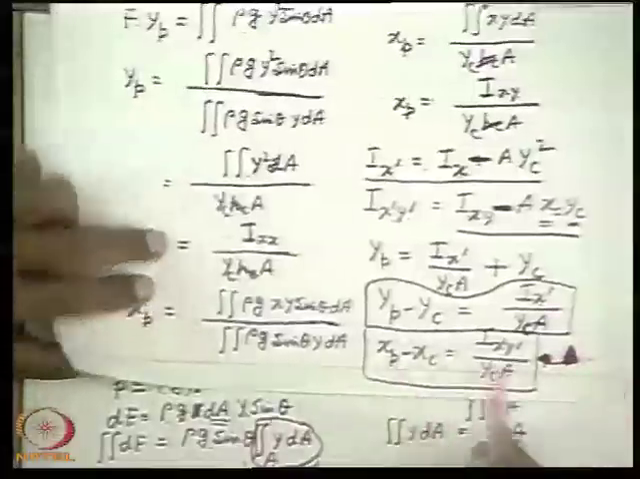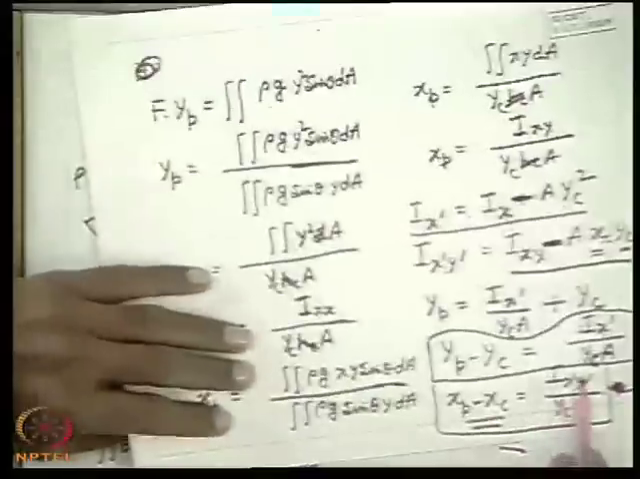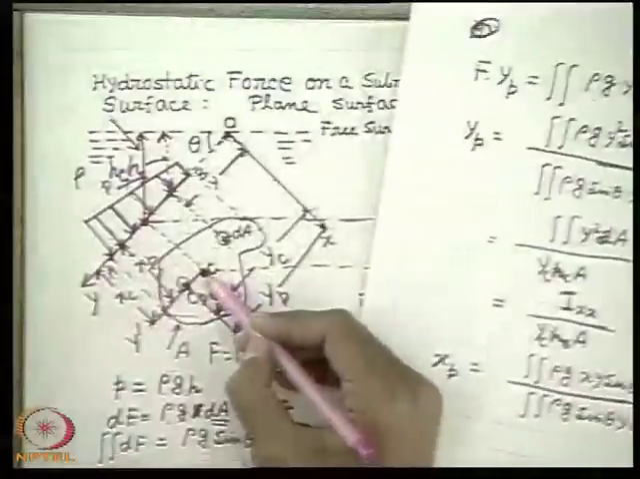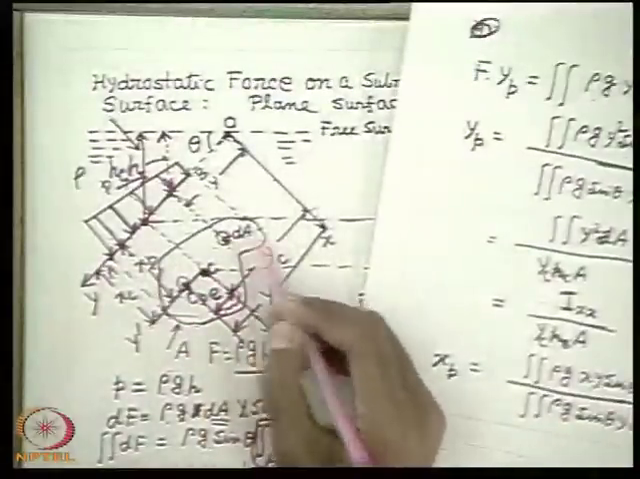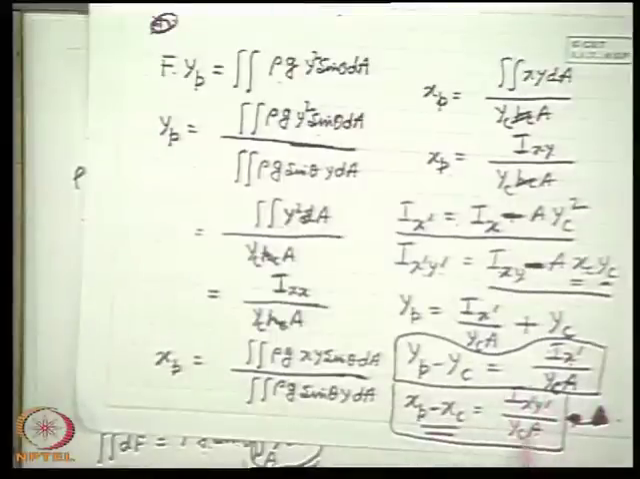But the most interesting fact is that xp minus xc becomes 0 because the product of area about the centroidal axis is 0, which means that xp is equal to xc. Because if I take the axis x dash y dash to be centroidal, the product of area is 0. So therefore xp minus xc is 0.